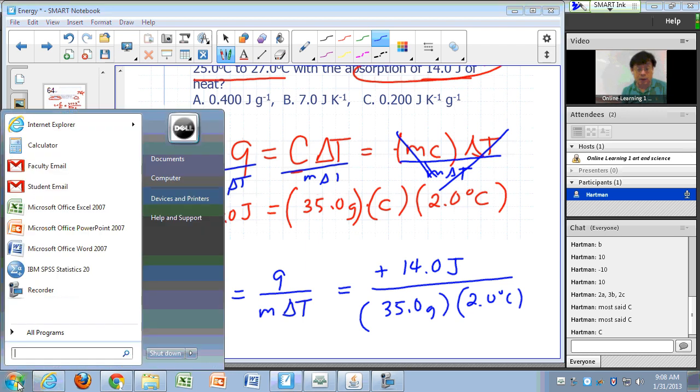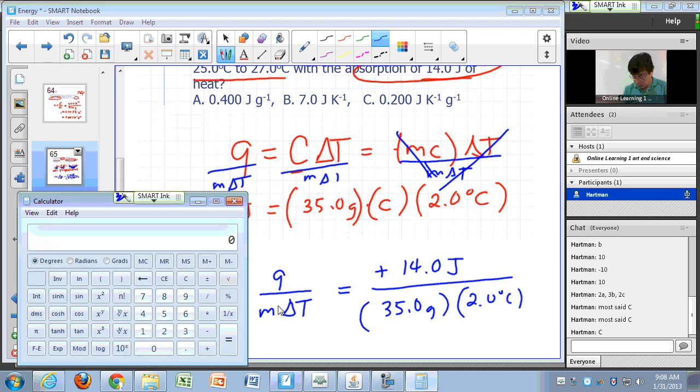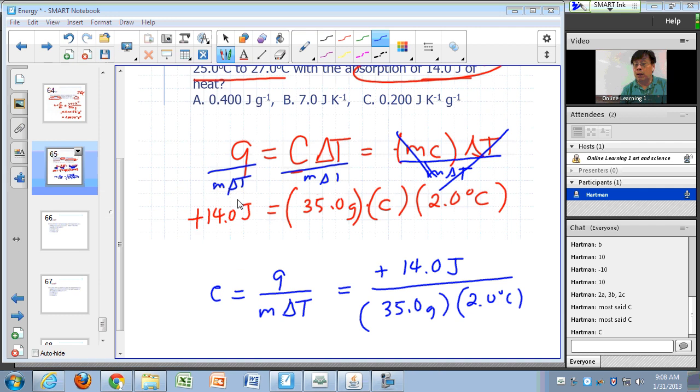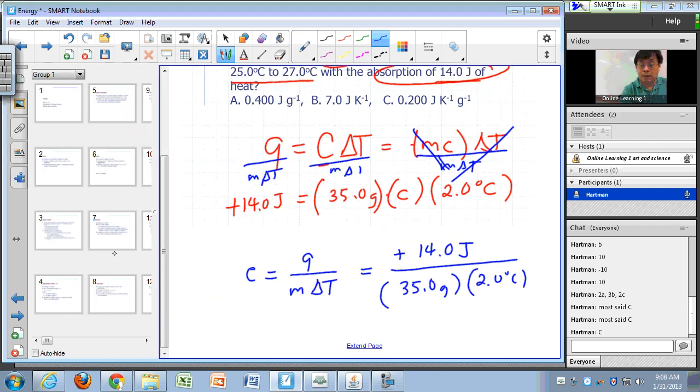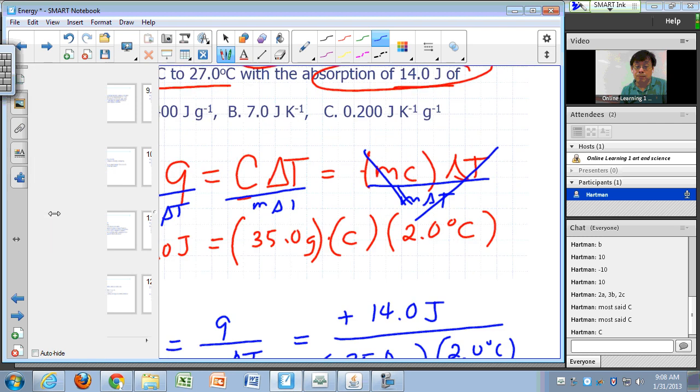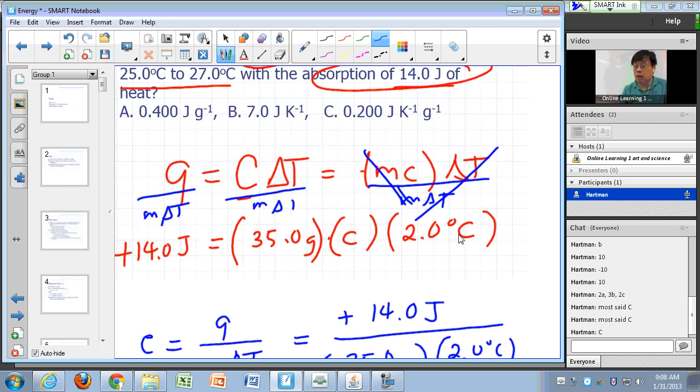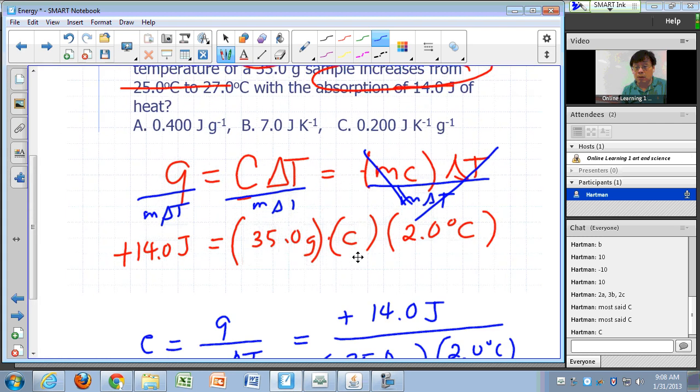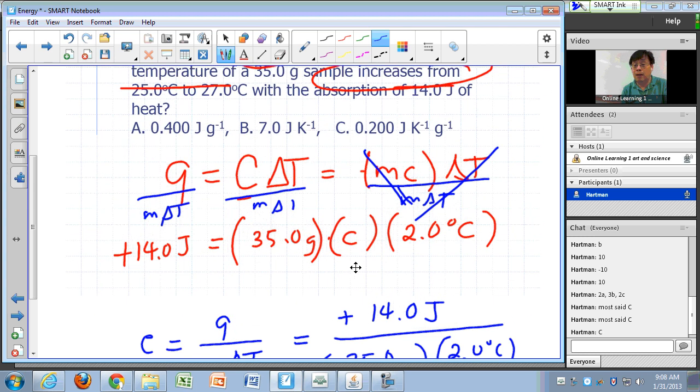Let me pick up a calculator here. 14 divided by 35 divided by 2 is 0.2. Very good. Joule per Kelvin per gram. In fact, you don't even need to calculate this, since this is a multiple choice question. If one of the answers is correct, then you know it can't be this. Wrong unit. This is the wrong unit. Specific heat is joule per Kelvin per gram. This is the only one that has the right unit.